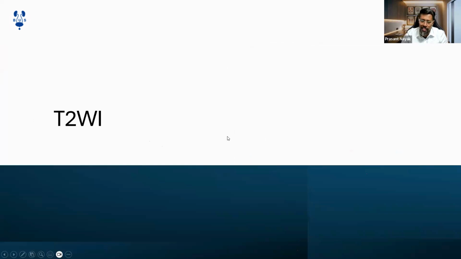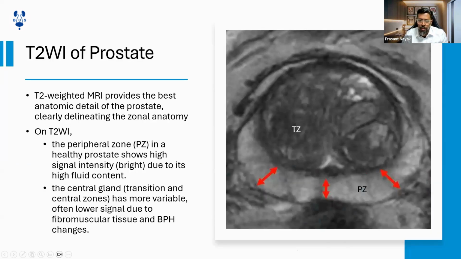So after this DWI and ADC, let me go to the T2 weighted image. As I told you, T2 weighted image is important for two things. It is important for anatomy, and also important for looking at prostate cancer in the transitional zone of the prostate. As I said, T2 weighted provides the best anatomical detail of the prostate. So this is the T2 weighted image.